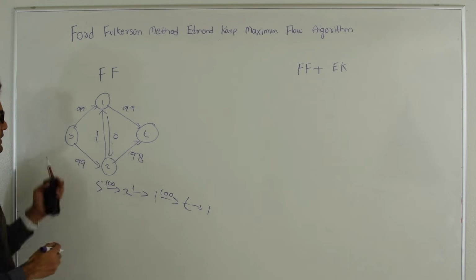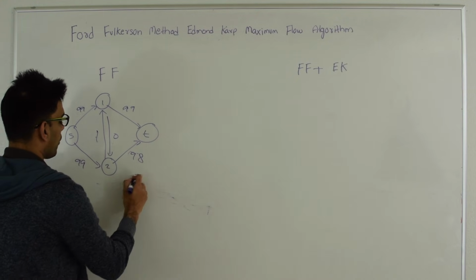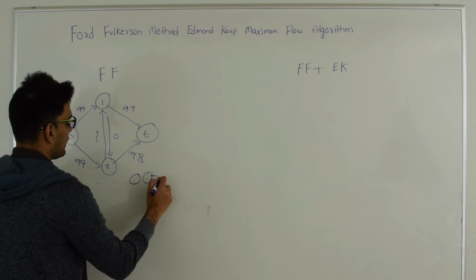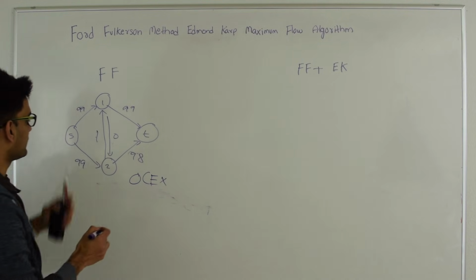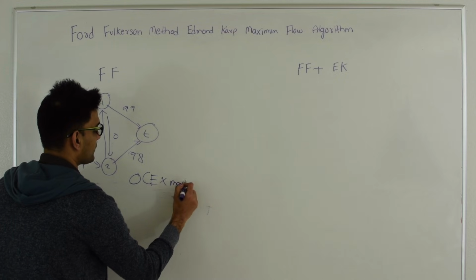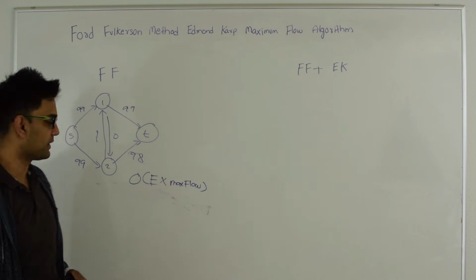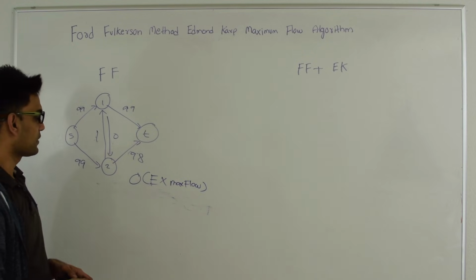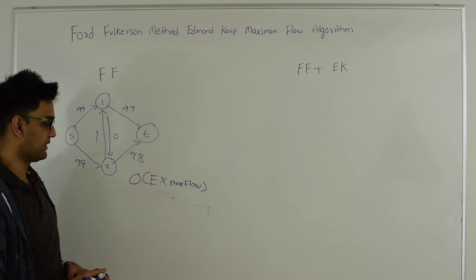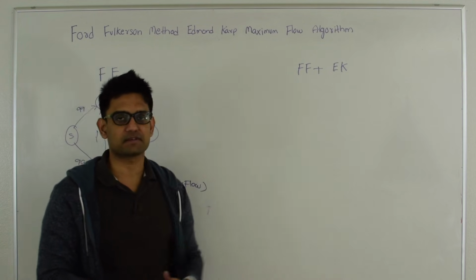So as you can see, the worst time complexity for this will be O of E into maximum flow in this graph, maximum flow in this network. So if the maximum flow is a very high number, let's say this maximum flow was a million, this algorithm does not give a very good time complexity. So let's look at the time complexity for Ford Fulkerson with Edmonds Karp.